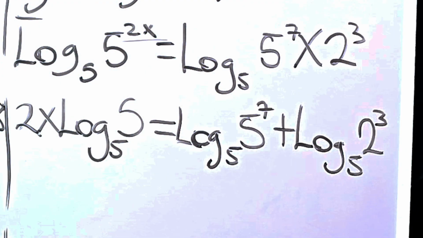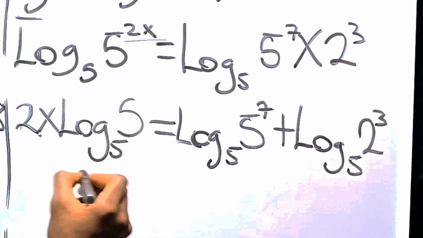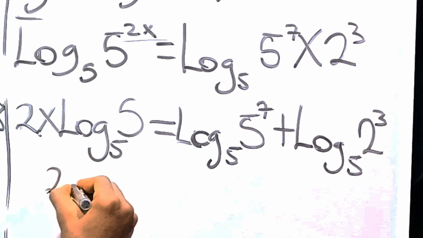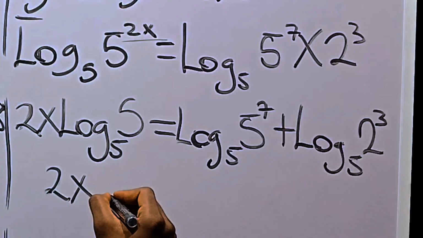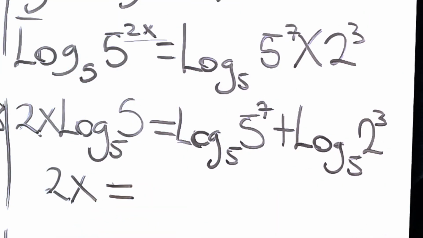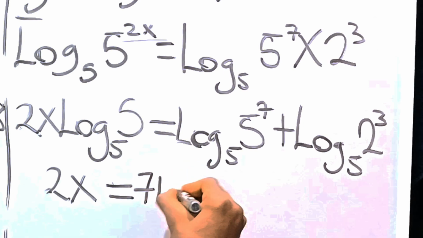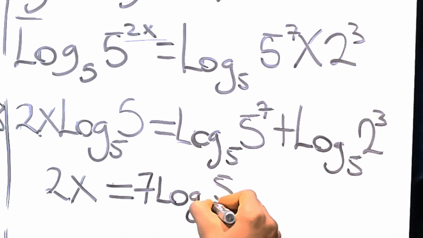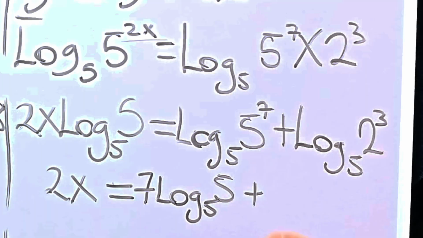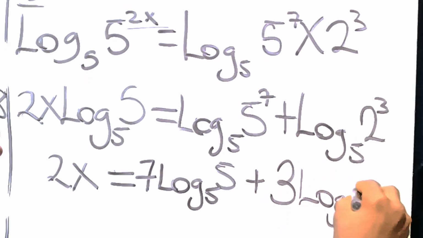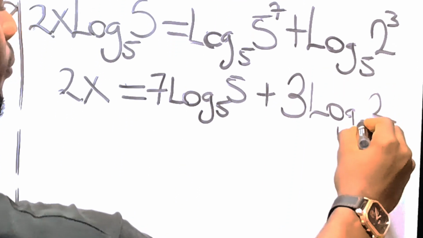Sweet deal. Now, the logarithm of 5 to base 5 is 1. 1 times 2x is 2x. Now this is equal to the logarithm of this, again you multiply 7 times the logarithm of 5 to base 5, plus 3 times the logarithm of 2 to base 5.